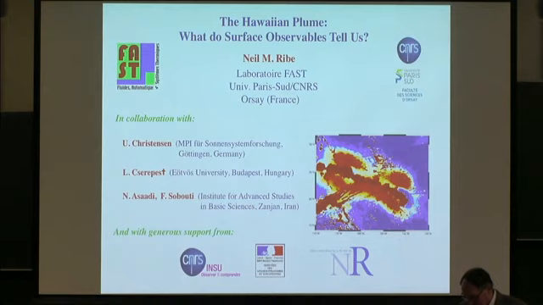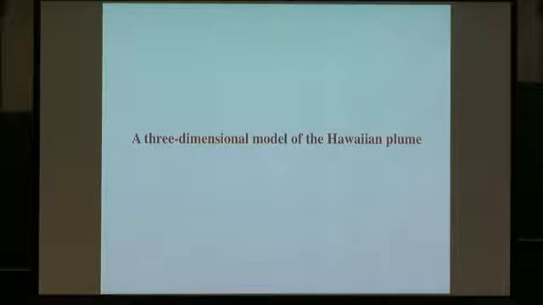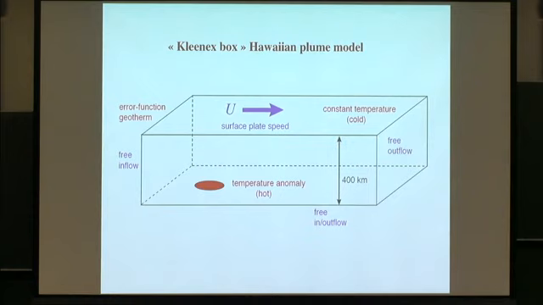So I'll start now with the basics of the three-dimensional model that we've built for the Hawaiian plume. We call it a Kleenex box model because it has rather those dimensions. And the fundamental idea is that the Hawaiian plume rises in this model from a hot anomaly which we place on the bottom of the box. That's one source of the flow. The second component of flow is generated by the movement of the surface here to the right at some speed u. That corresponds to roughly 9 centimeters per year in the geological context.